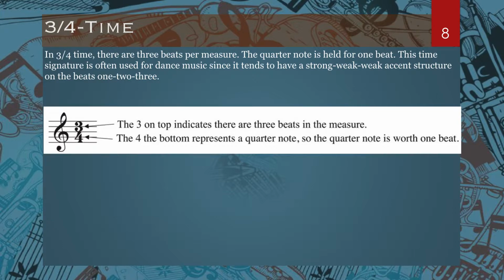So a 3/4 time signature is probably going to be pretty fast, and it might sound something like this. 1, 2, 3, 1, 2, 3, 1, 2, 3, 1, 2, 3. You can hear how the first beat is the strongest. The next 2 are weaker.